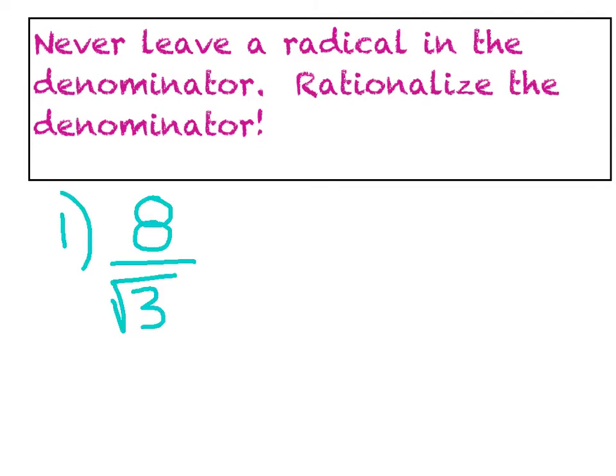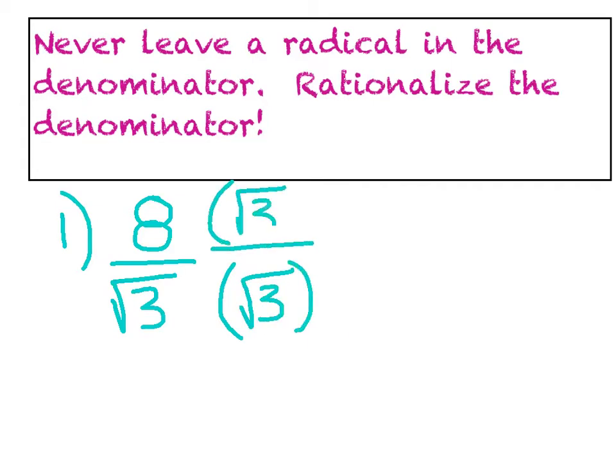Example number 1, 8 divided by radical 3. Now remember, we just said we never want to leave that radical in the denominator. So to rationalize it, I'm going to multiply the top and bottom by radical 3 itself. So I'm going to again write it on the bottom and the top. Now, when I actually multiply these together, I can't actually multiply the 8 and the 3. 8 is outside, 3 is inside. So when I write that, I'm just going to say it's 8 radical 3.